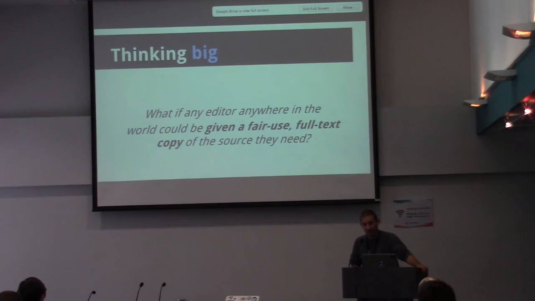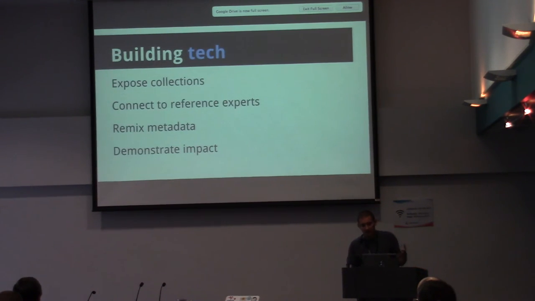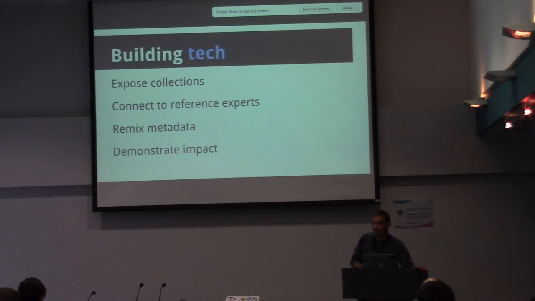So yeah, what if any editor anywhere in the world could be given a fair use, full text copy of the source they need right when they need it? Other technical things that we're doing work to expose collections of libraries, to help editors connect to reference experts, to leverage some of the metadata that's being collected. There's so much metadata. Can we use that to help develop articles? And then finally, can we build tools that help us persuade partner institutions that it's worthwhile to work with Wikipedia.